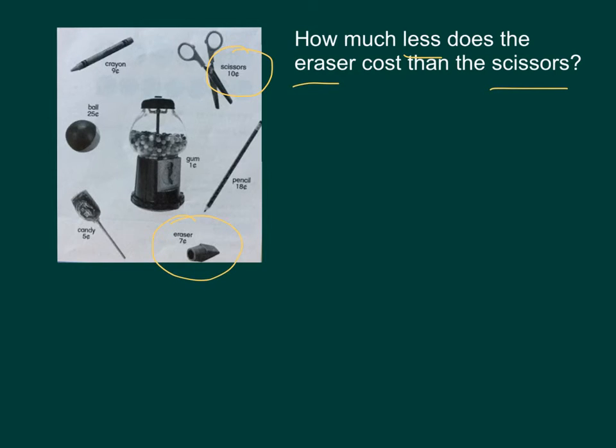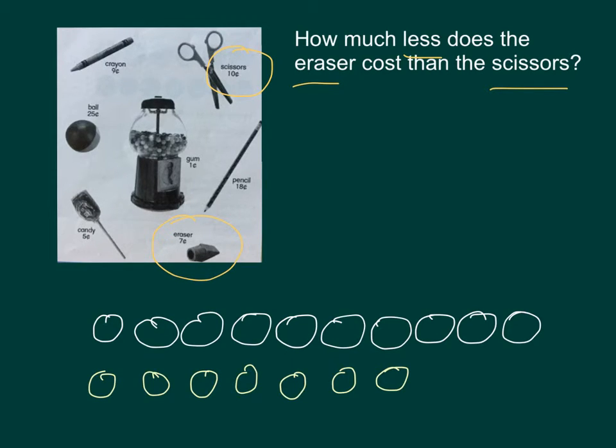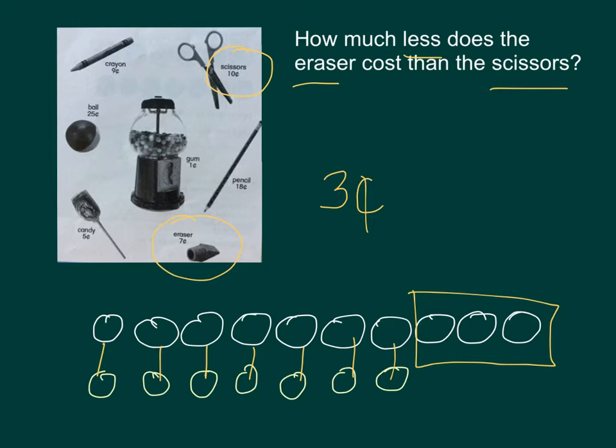This is how I solved it. I drew 10 circles to represent the 10 cents or 10 pennies for the scissors. Underneath, I drew 7 circles to represent the 7 cents or 7 pennies for the eraser. Next, I made pairs so I could compare. I noticed after I made those pairs that I had 3 more pennies that did not have a pair. What that told me is that the eraser cost 3 cents less than the scissors because there were 3 pennies that did not have a pair.